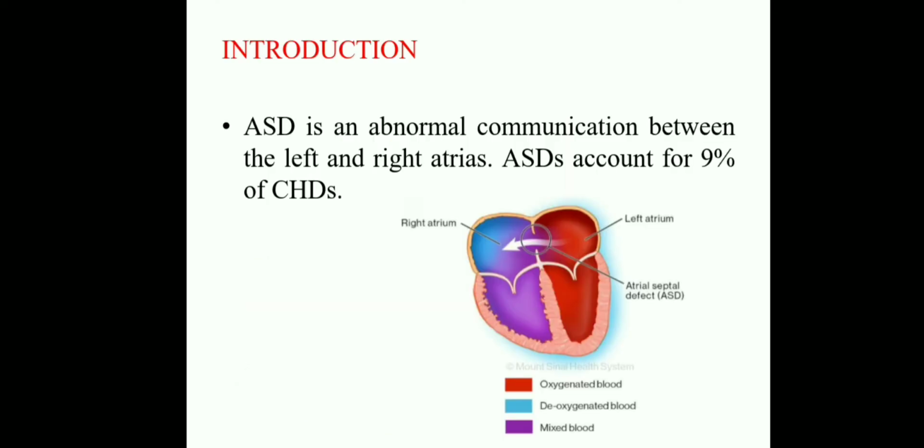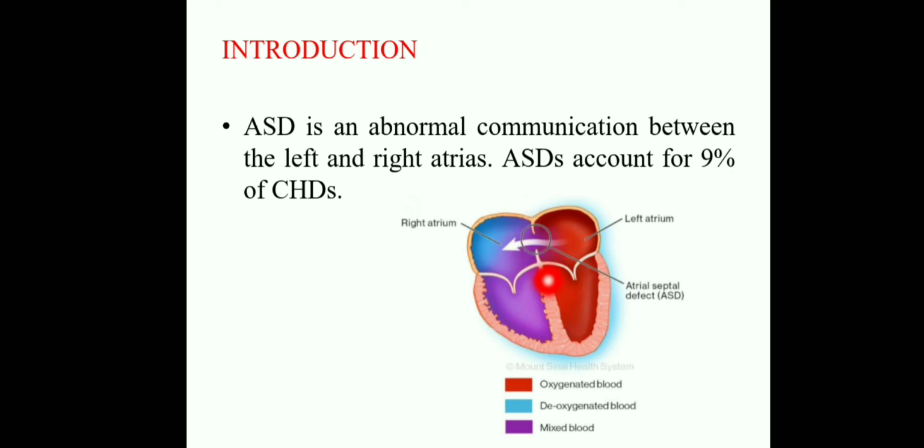Okay, coming to the introduction, atrial septal defect is an abnormal communication between the left and right atria. ASDs account for 9% of childhood congenital heart diseases. Here it is a communication between the two atriums. Look at this, this is the right atrium, this is the left atrium. Normally it is closed. The right side has deoxygenated blood, the left side has oxygenated blood. But here, in between the two atriums, some communication is there, one hole is there.